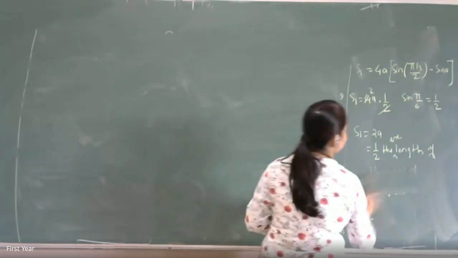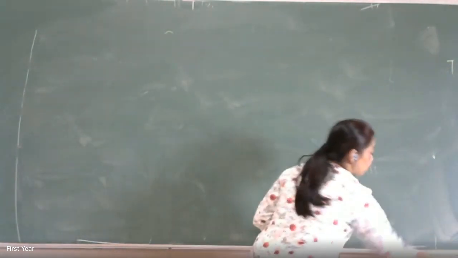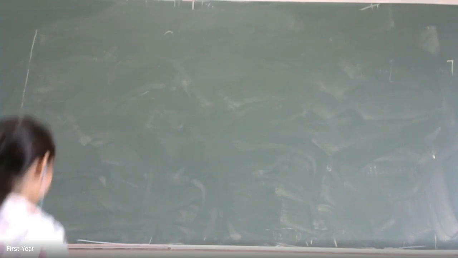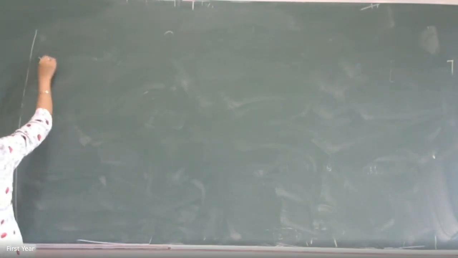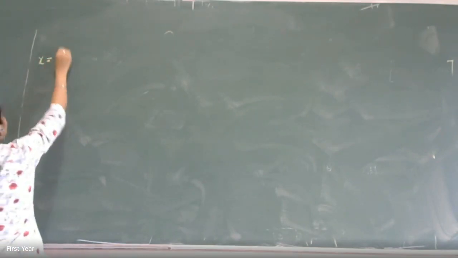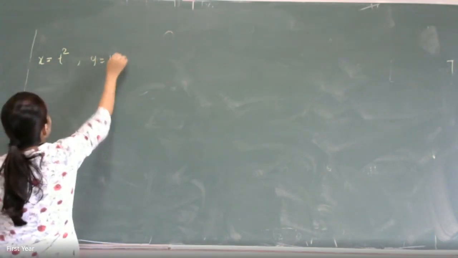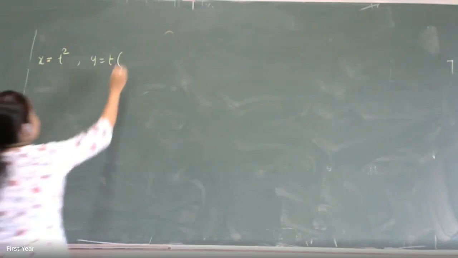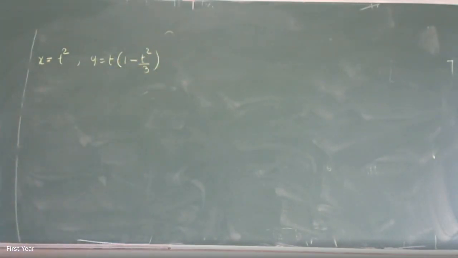That is, now this will be in terms of parametric form. Let me see the question. Find the length of the loop of the curve. x is equal to t square, y is equal to t into 1 minus t square by 3.